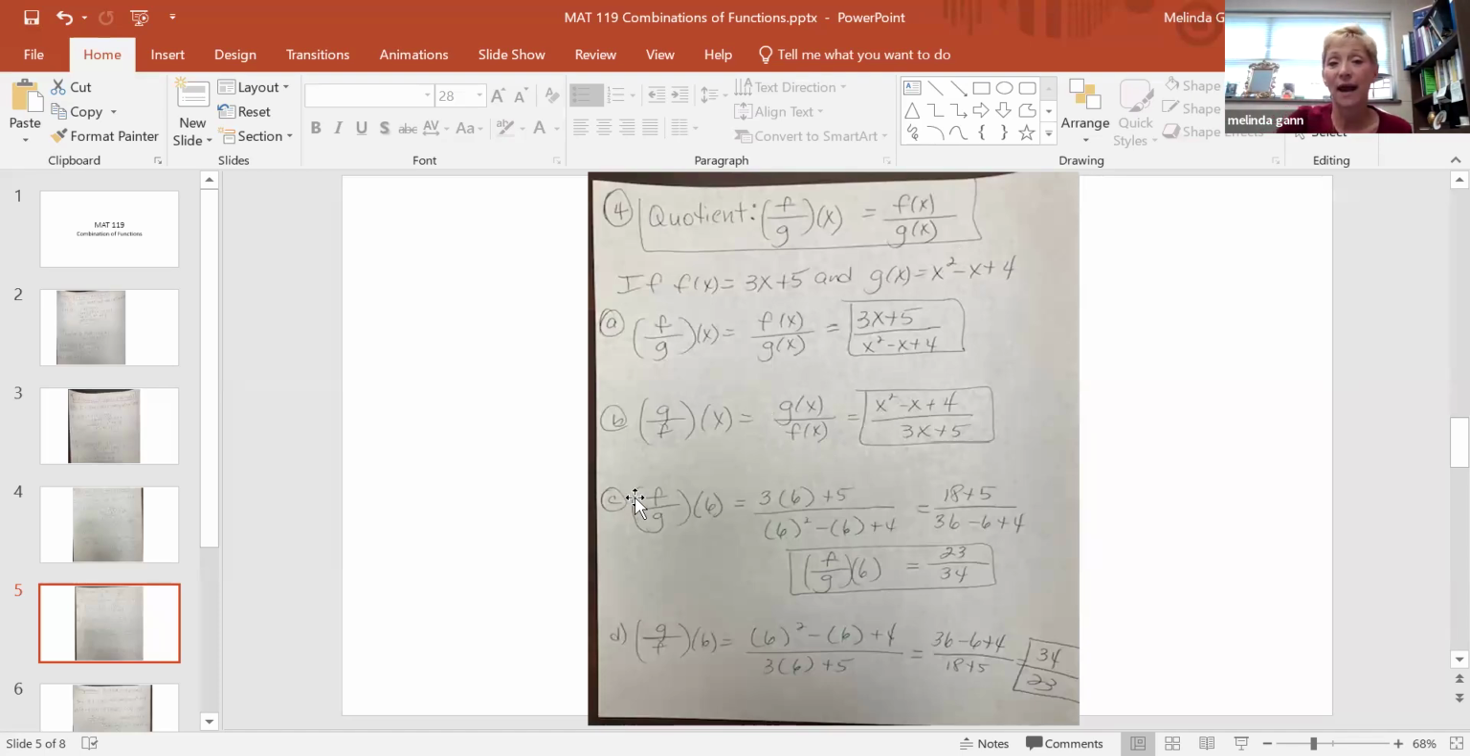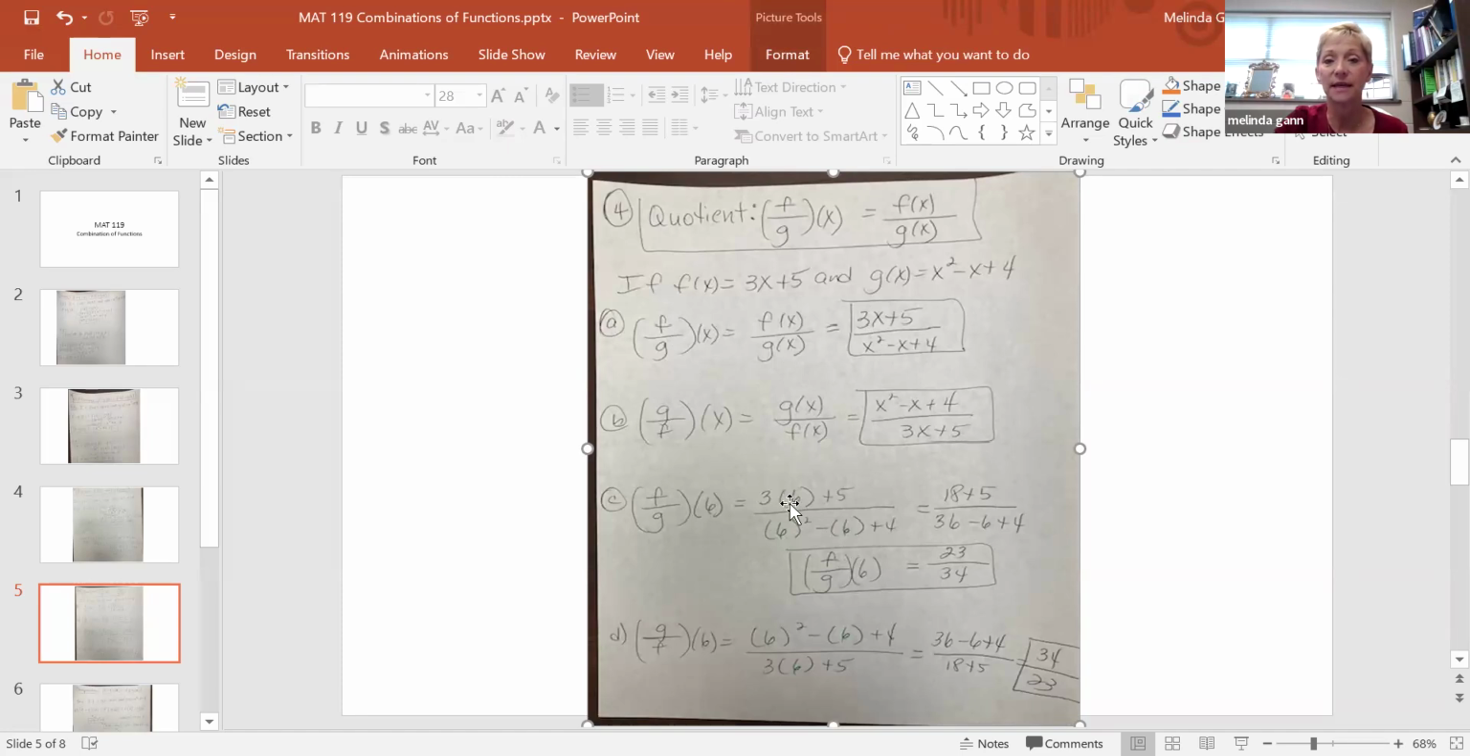So what if you had f divided by g at 6? Well, without them telling you, you would first have to do f divided by g at x, like this, and get this answer. Now, what am I going to do with this answer? I'm going to plug 6 in for x here, here, and here. And that's what I did. See, I plugged 6 in for x, 6 in for x, and 6 in for x.